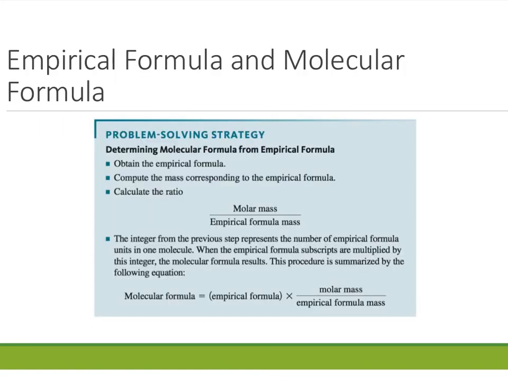Now, the determination of the molecular formula from the empirical formula also requires one bit of information. We need to actually have the information of the molar mass of the compound. You can actually determine the molar mass of a compound without actually knowing its formula. And so to determine the molecular formula from the empirical formula, you take the molar mass and divide by the empirical formula mass. This should give you an integer that you can then multiply the subscripts of your empirical formula by to obtain your molecular formula. Again, this is best illustrated through a problem.